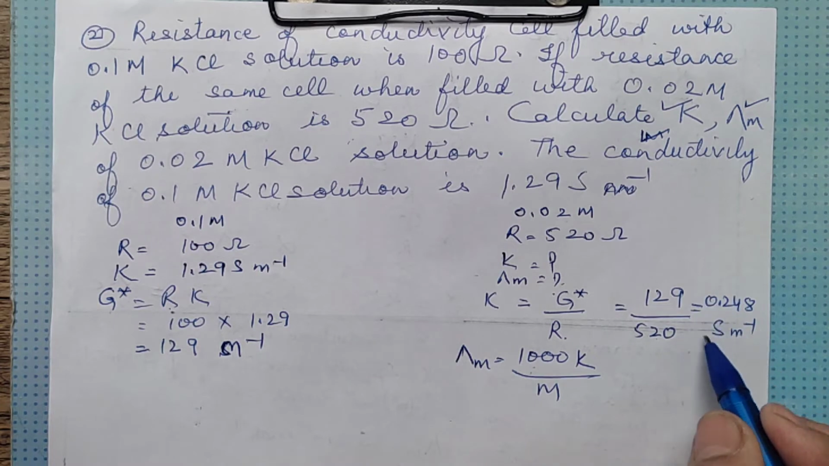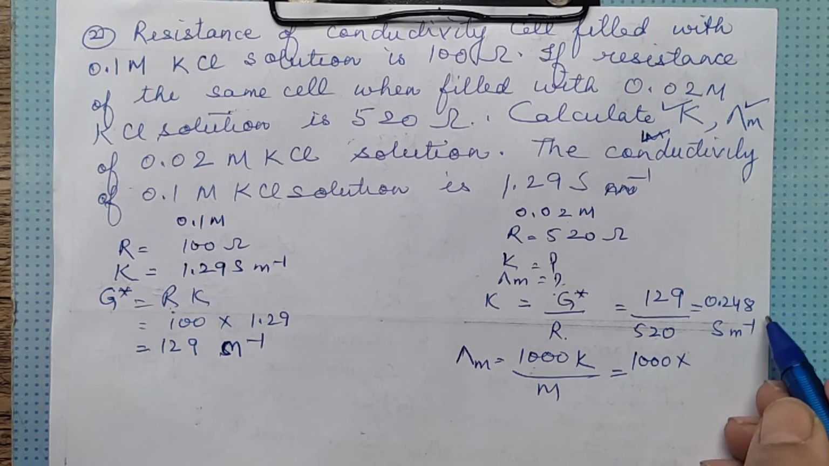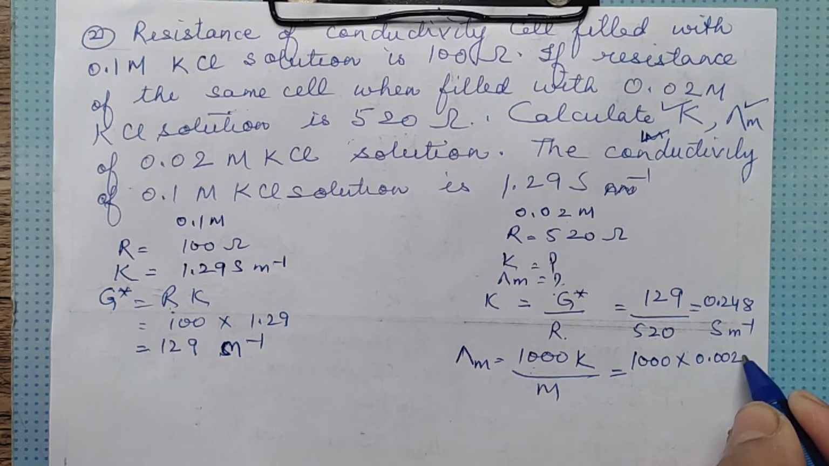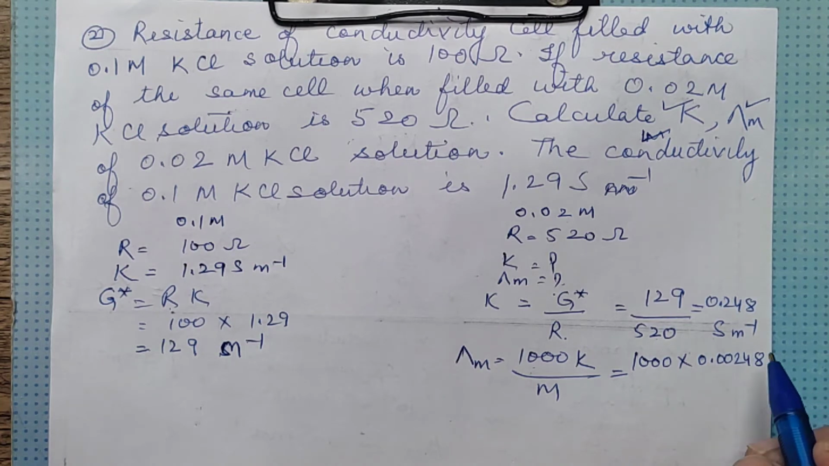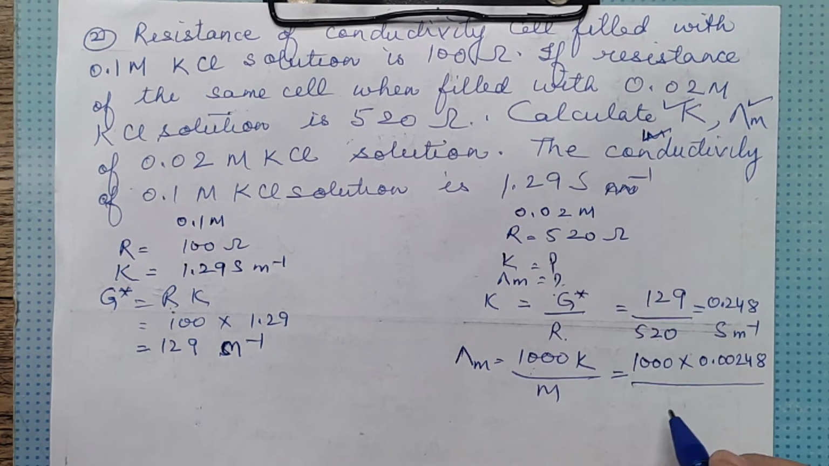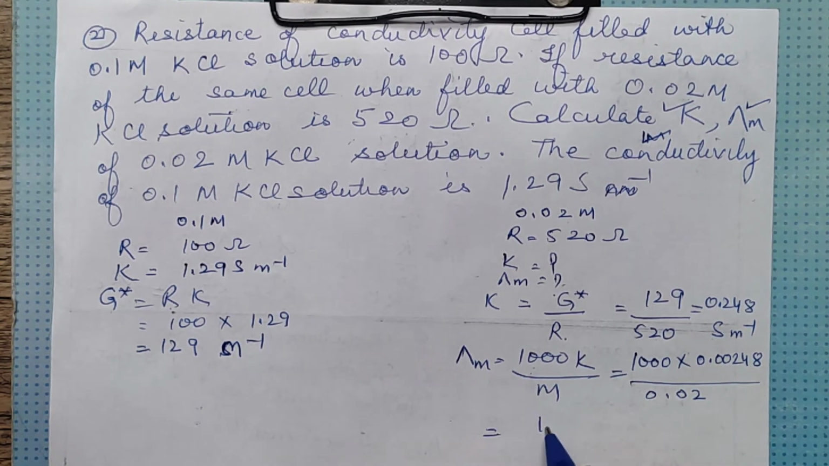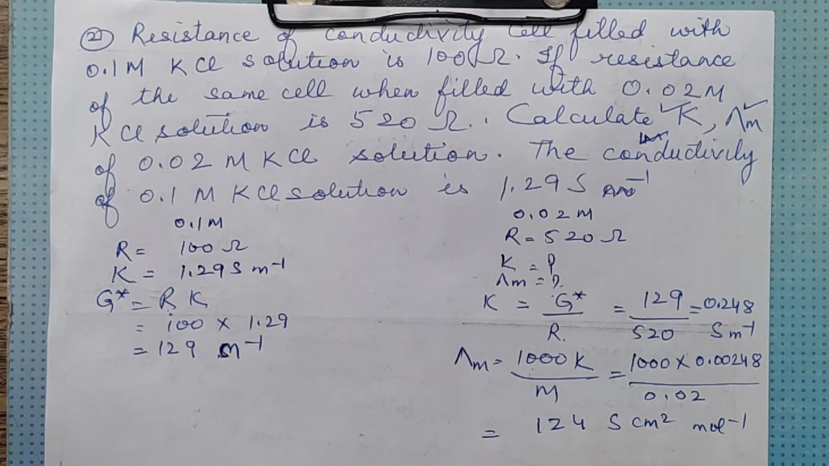So we can convert this as 1000. You have already this much Siemens per meter, which is equal to 0.00248. Why? Because it is per meter, it is not to be multiplied; it is to be divided by 100 so as to convert into centimeter. Divided by the concentration given, 0.02. That's it. You will have to solve it. You will get it as 124 Siemens centimeter square per mole. This is the answer for the question.